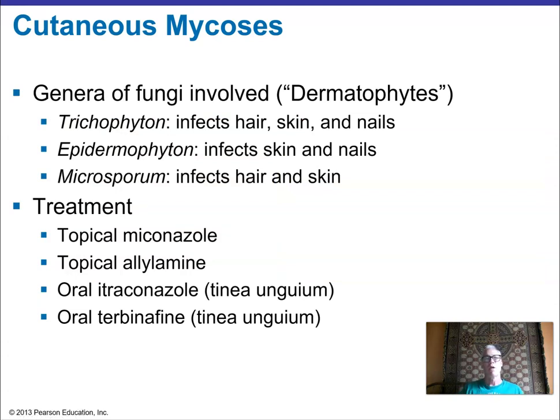Cutaneous mycoses. So what kind of organisms cause these things? And here are 3 things you should know that cause these dermatomycoses. Dermatophytes, they're called. Trichophyton, epidermophyton, and microsporum. They infect the skin, nails, and hair, and cause these superficial infections. They can eat keratin, basically, and subsist on that.